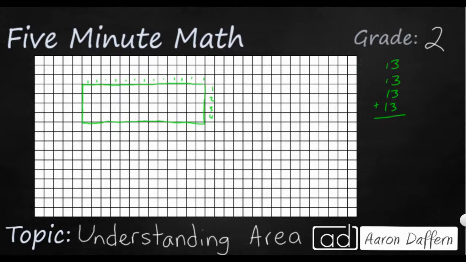And so I've got 3, 6, 9, and that's 12. And then I carry the ones. I've got 1, 2, 3, 4, 5. So it looks like my answer is 52. And remember, we're going to say square units. And if you remember the foundations of multiplication we're learning in 2nd grade, we can also say that's 4 rows of 13 equals 52 square units.